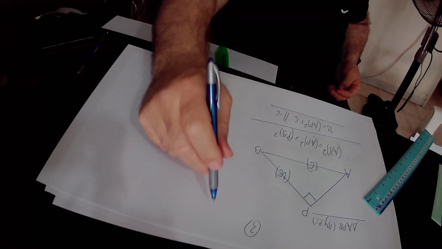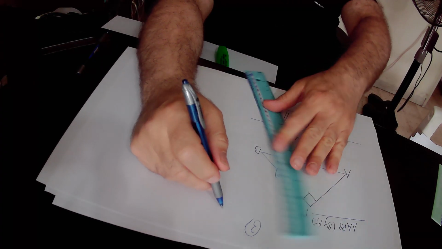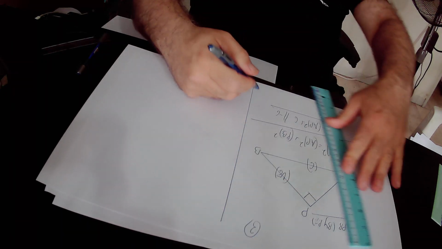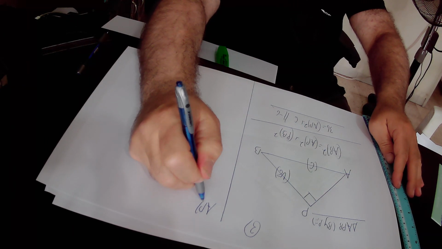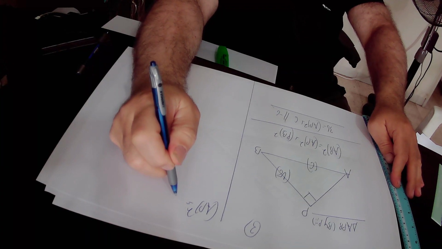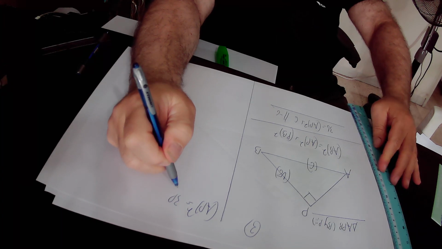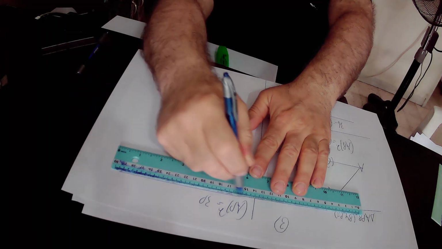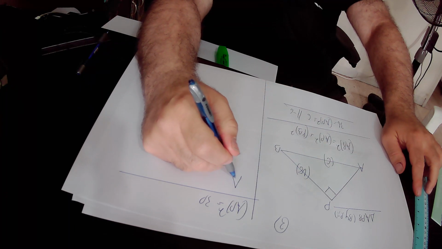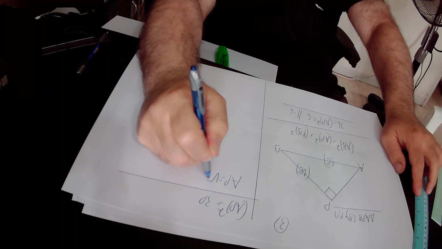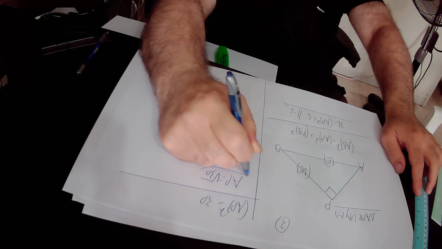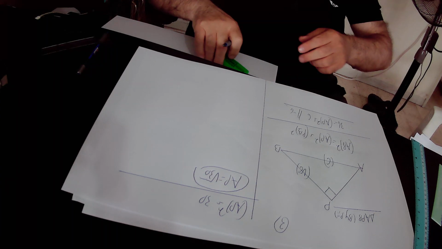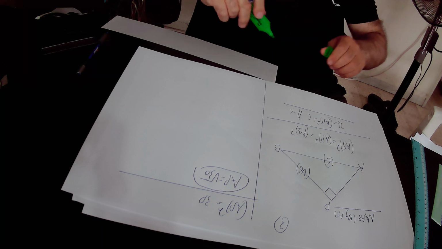AP square equals 36 minus 6, that is 30. AP square equals 30, we take a root of this equation, and finally we get that the missing side AP equals the square root of 30 units in its length.